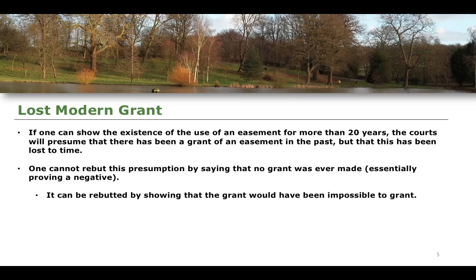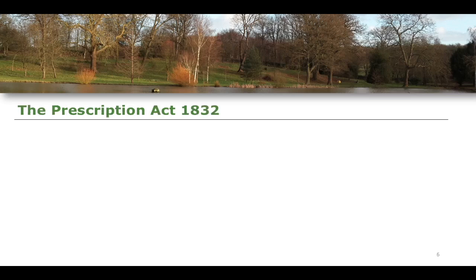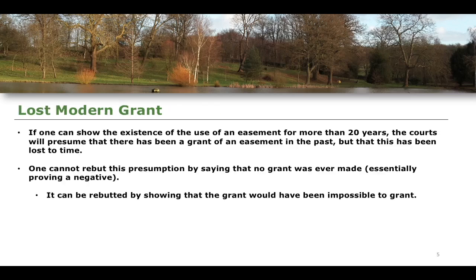In order to rebut this presumption, you would have to show that a grant would have been impossible to have been made, okay? That is how you rebut the presumption, or alternatively, theoretically show a grant which expressly denies the granting of this easement. But again, if you can't find a grant in the first place, then that won't be very possible either.